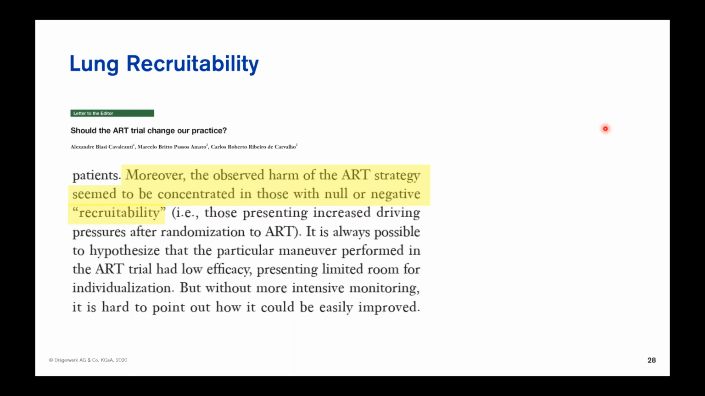strategy seemed to be concentrated in those patients with null recruitability. So that is, I think, also a very important finding, which means that before doing recruitment maneuvers and PEEP titration, we have to assess lung recruitability in order to identify those patients who might benefit from a PEEP trial and a recruitment maneuver. But as they also stated, without more intensive monitoring, and that certainly includes EIT, it was hard to point out how to identify the responders and the non-responders in this patient population.